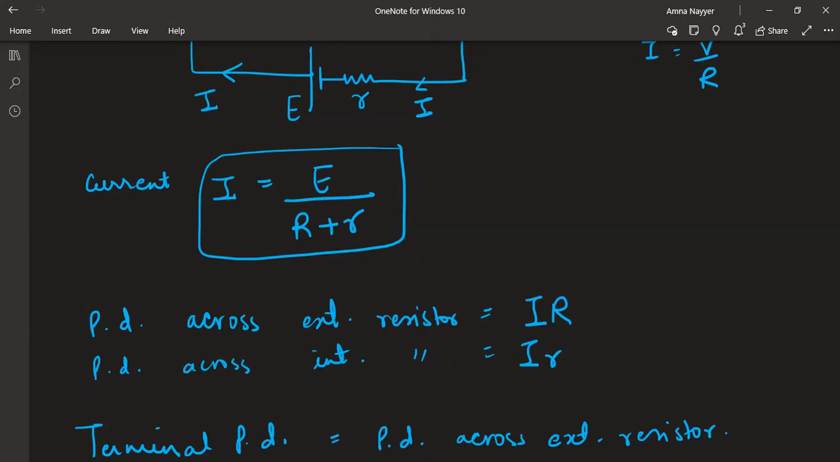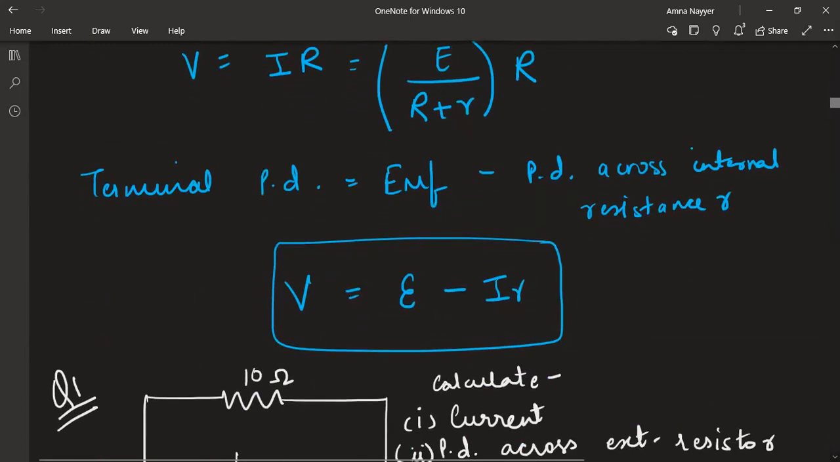If you want to find the potential difference across the external resistor, it will be the current in the circuit multiplied by the external resistance. And for the internal resistance, you will have to multiply the current by the internal resistor's value. So this is one formula, I equals E by (R plus r), and V is equal to IR, that is E divided by (R plus r) multiplied by R.